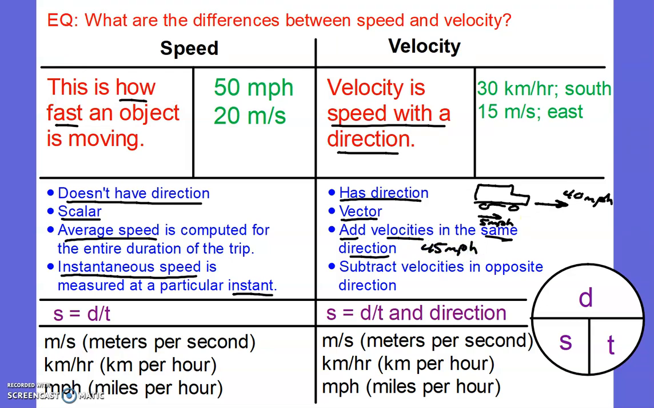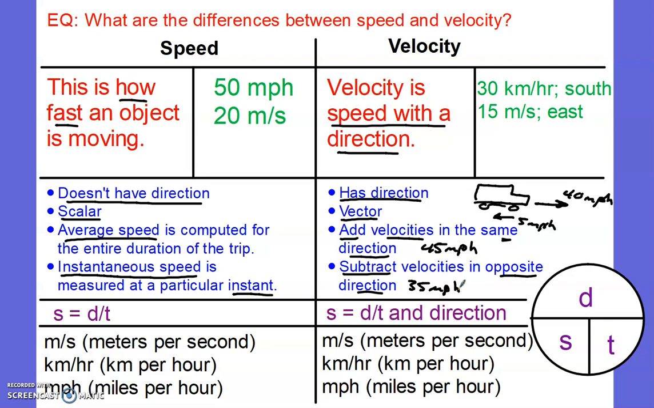But if for some reason, instead of moving to the front of the bus, you were to move to the back of the bus at 5 miles per hour, well, then you're not going to add them. Instead, you will subtract them because they're in opposite directions. So your total velocity in this situation would be 35 miles per hour. They would slightly cancel each other out. So these are characteristics in blue.